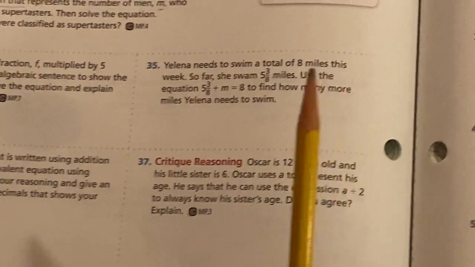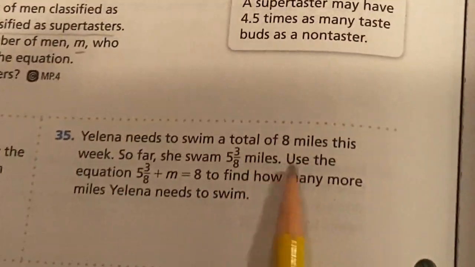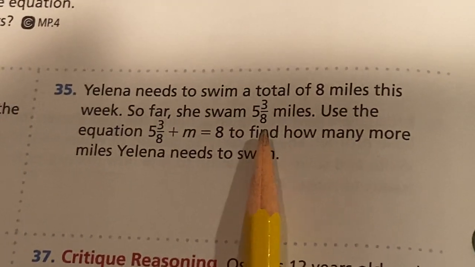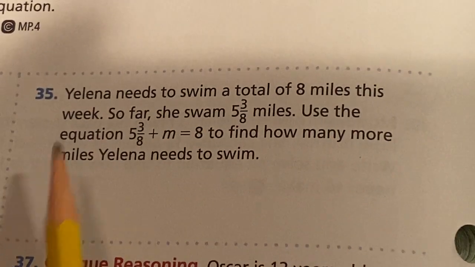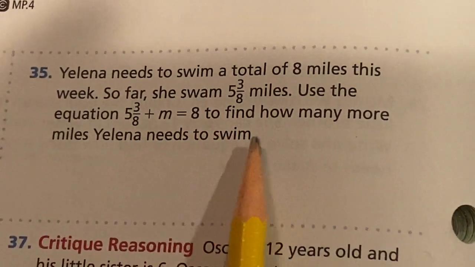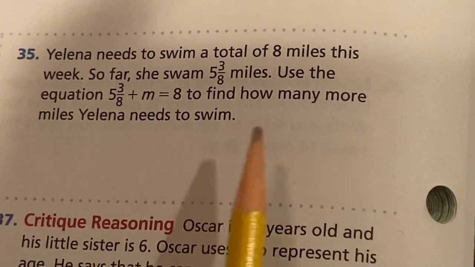Then we've got Yelena, who needs to swim a total of 8 miles this week. So far, she swam 5 3/8 miles. Use the equation 5 3/8 plus m equals 8 to find how many more miles Yelena needs to swim.